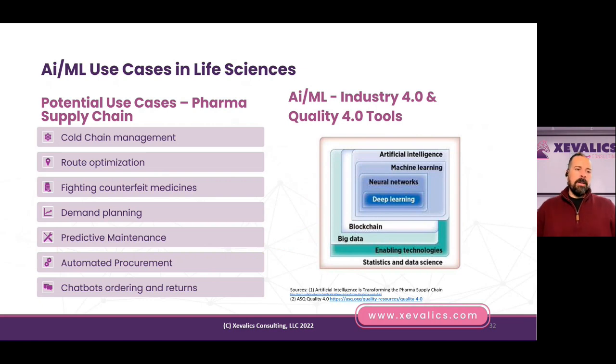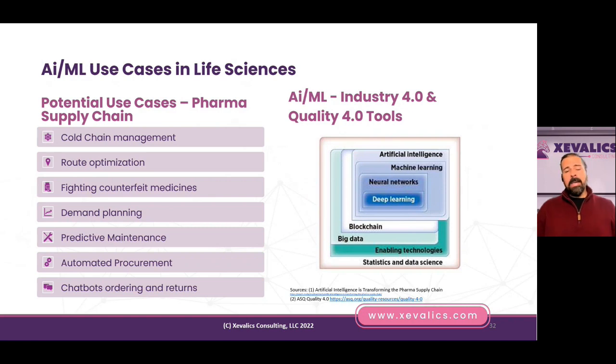So let's look at the potential use cases in pharma supply chain. For example, cold chain change management. Let's think about the COVID vaccine, even in the last 2 years because of the pandemic, right? AI could help us determine the optimal cold chain to distribute the logistics for the vaccine that actually has to be maintained within certain temperatures. Other use cases include route optimization, fighting counterfeit medicines, demand planning, predictive maintenance and reliability, automated procurement, chatbot ordering and returns.